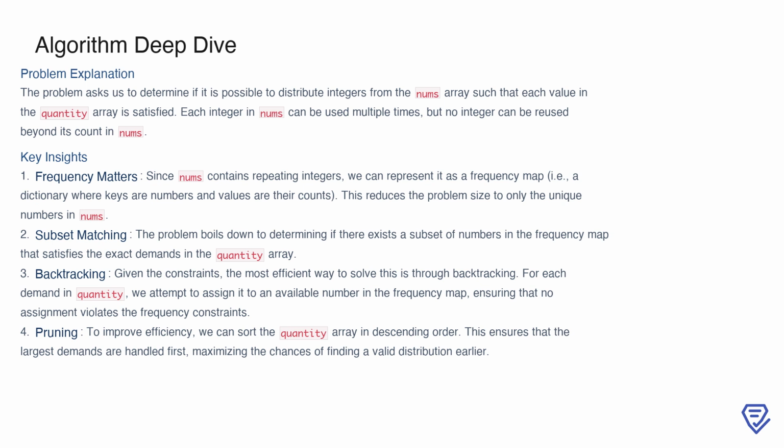Next, the essence of the challenge is to match subsets of this frequency map to the demands in the quantity array. For this, backtracking becomes a natural choice, as it allows us to explore different ways to assign numbers to demands. Additionally, we can optimize the process by sorting quantity in descending order, ensuring that the largest demands are addressed first. This approach increases the likelihood of finding a valid distribution earlier in the process, reducing unnecessary computations.